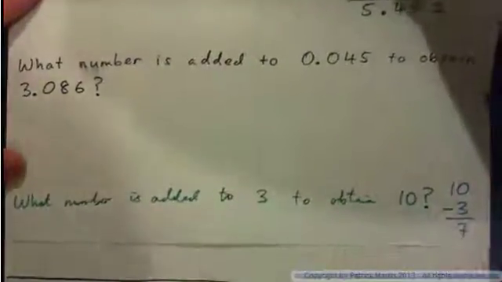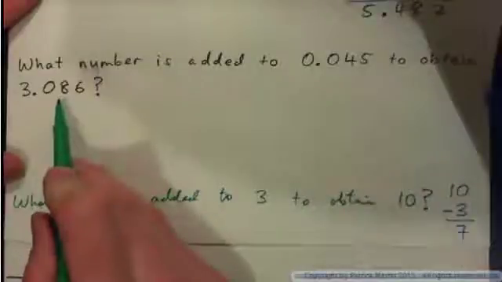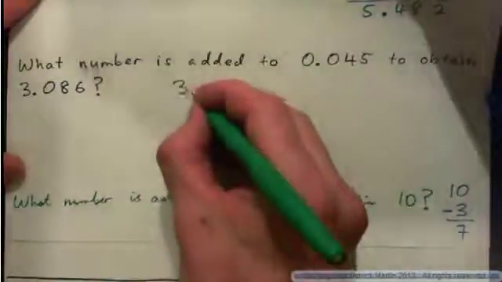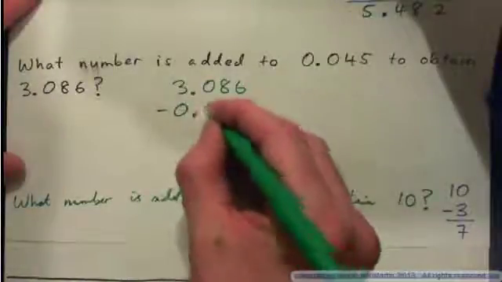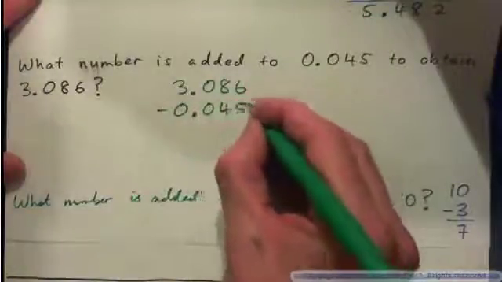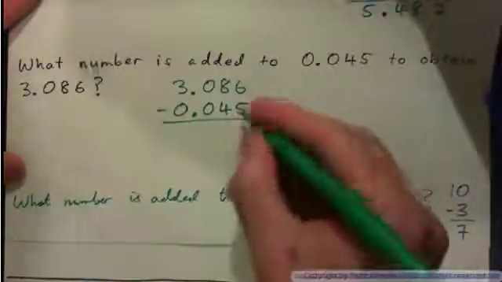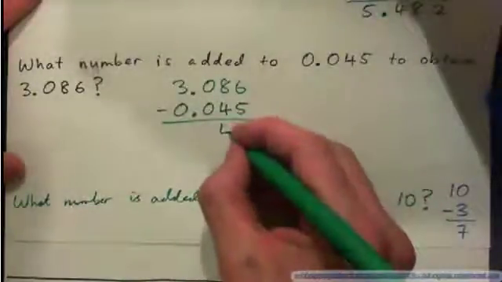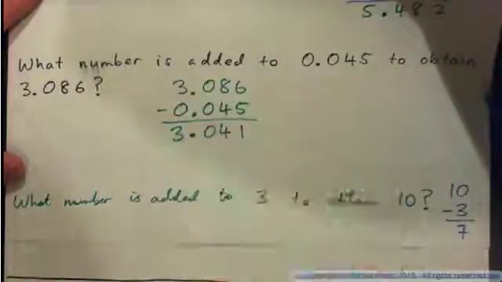But if I'm asked what number is added to this to obtain this, then I just go this number minus that number, right? Does that make sense? So subtract that and then you got the answer. Just like the 10 and 3, right? So 6 minus 5 is 1, 8 minus 4 is 4, 0 minus 0 is 0, 3 minus 0 is 3, and that's the answer there, right?